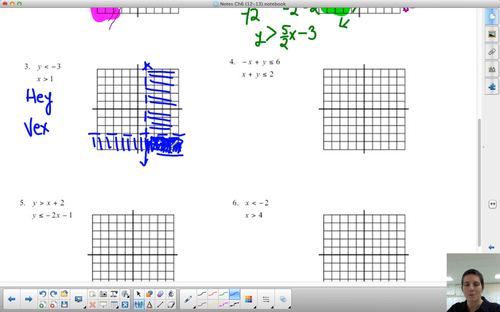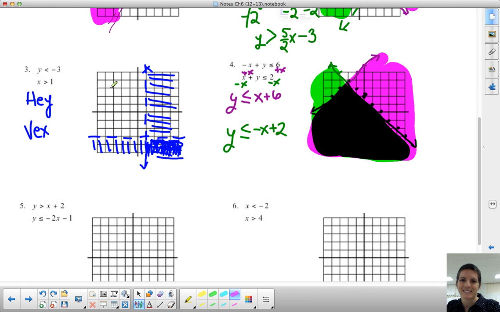Okay, try problem number 4. Remember, they're not in slope-intercept form. You have to do that first. All right, on problem number 4, be careful. Make sure you got that negative slope, that you didn't lose your negative. Overlapping zone should look like this.